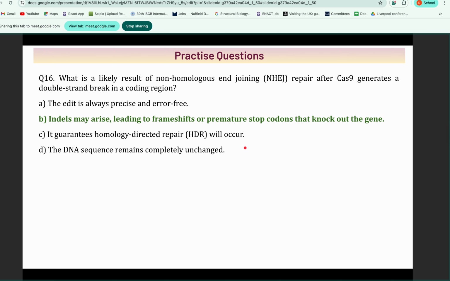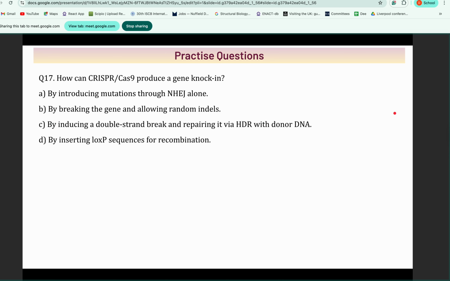Yeah, so this is also straightforward, that it is never precise. So option A is completely wrong. Option C, that it guarantees, so this is not true. Then it says DNA sequence remains completely unchanged. This is also not true, because it leads to indels, frame shifts, premature stop codons. It can lead to knockout of the gene.